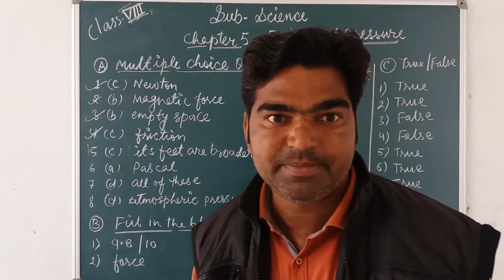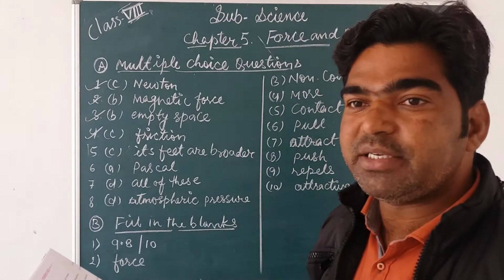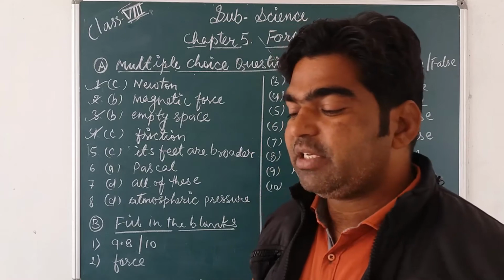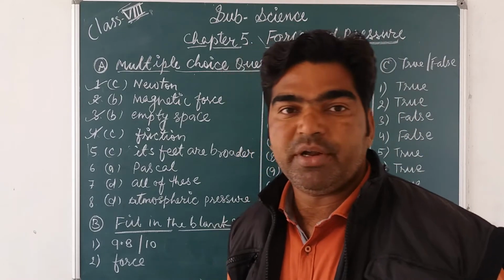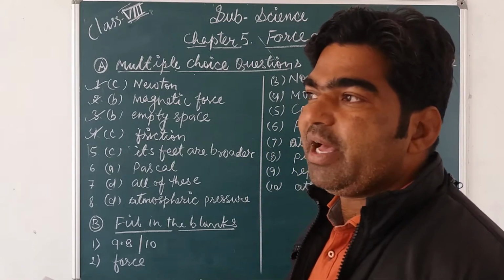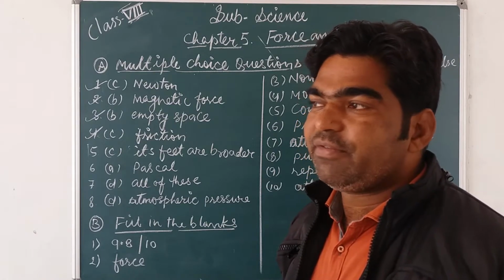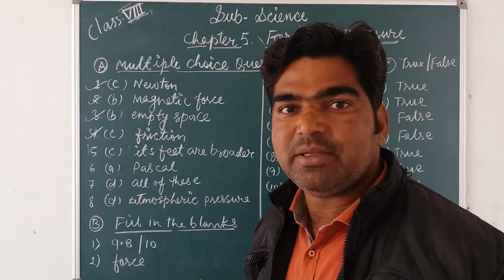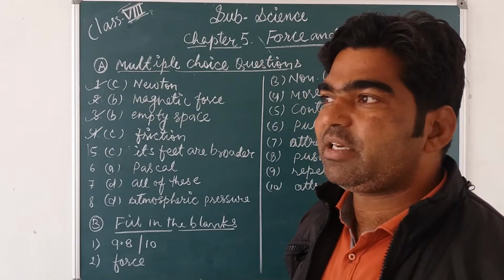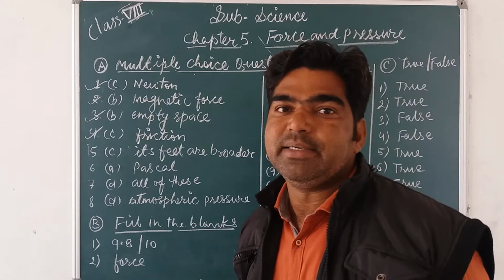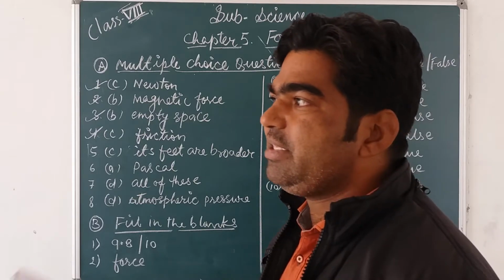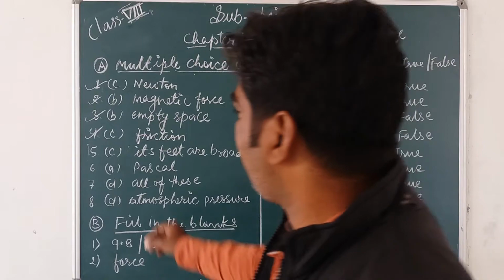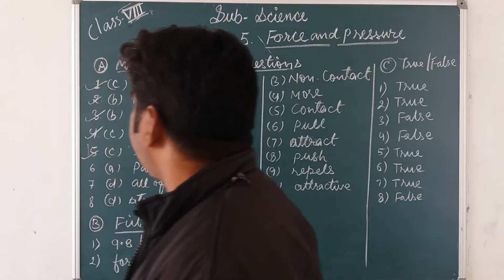Now next, the fifth one: a camel can walk in the desert very easily. As you know, the camel is known as the ship of the desert. So why does it run easily through the desert? Because its feet are broader, which means they have more area. If area is greater, then pressure reduces automatically. Due to the reduced pressure, it cannot sink into the sand, so it can easily run through the desert. The suitable answer is option C.